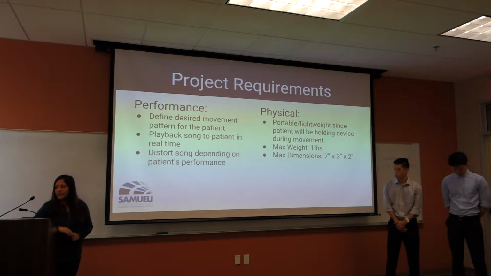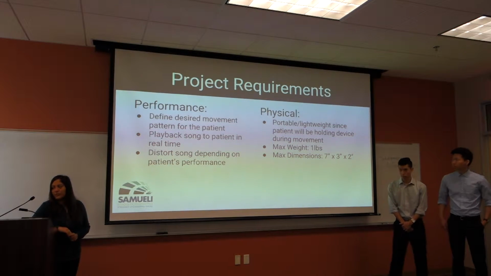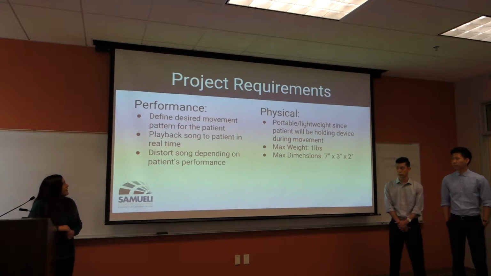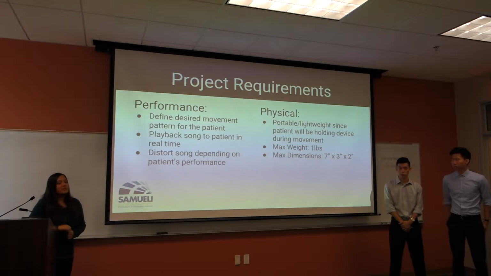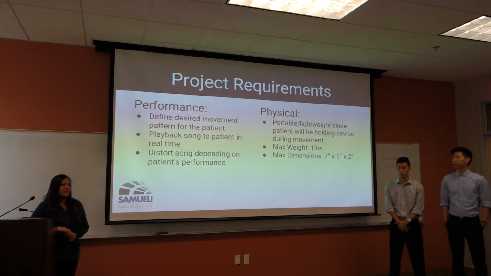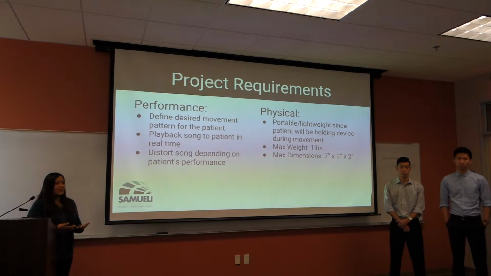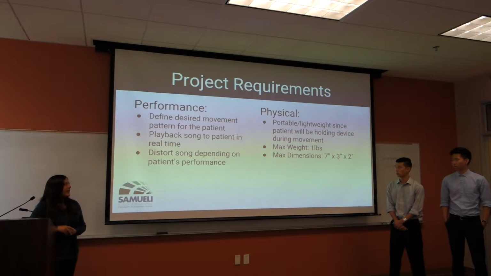In order for this project to be completed, there are certain performance and physical requirements that must be met. The device must be able to define a desired movement pattern for the patient, play back a song to the patient in real time, and distort it according to how well or poorly they're performing. In terms of physical requirements, it must be portable and lightweight because they don't have enough muscle control to handle something very heavy. In addition, the weight must be around a pound, and the dimensions must be around 7 by 3 by 2 inches, which is about the average size of a cat.